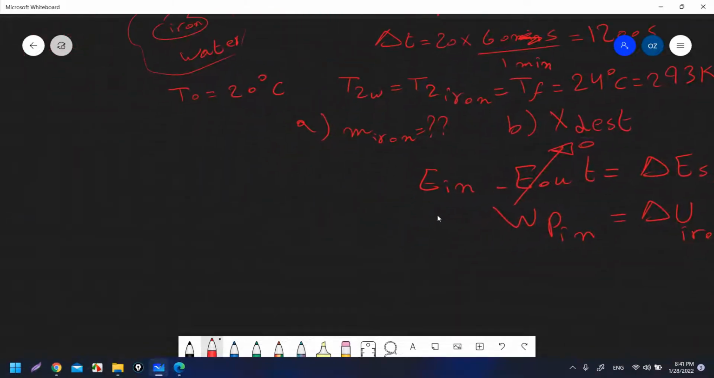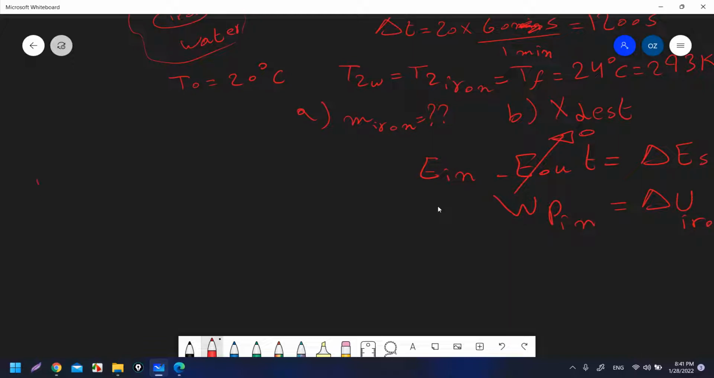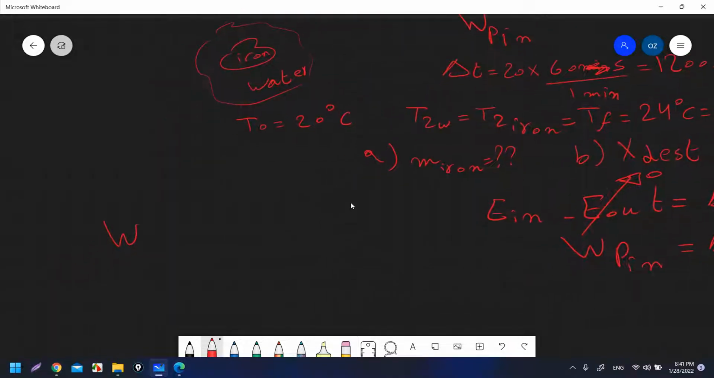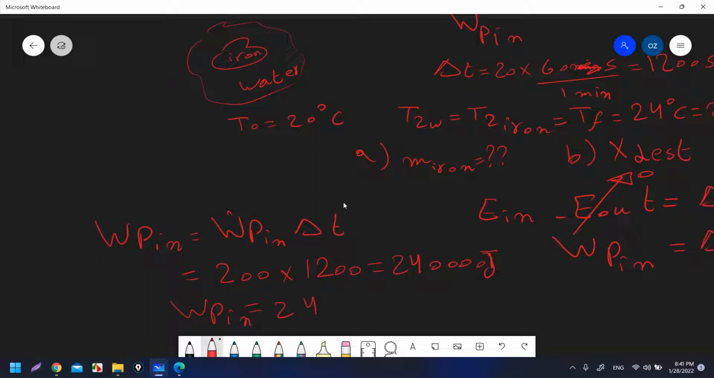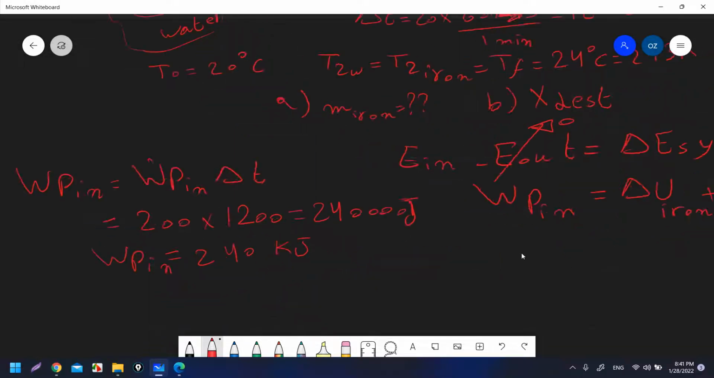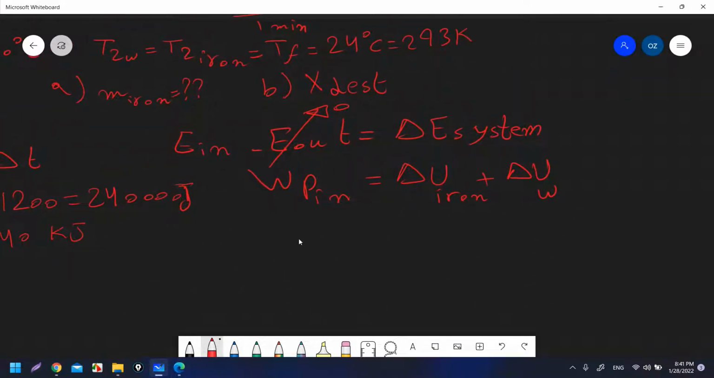This paddle work, we can find it because we have the power and we have the time. So W paddle,in is equal to the power times delta t. The power is 200 watt and delta t is 1200 seconds. It will give me joules, but we usually use kilojoules, so it is equal to 240 kilojoule.